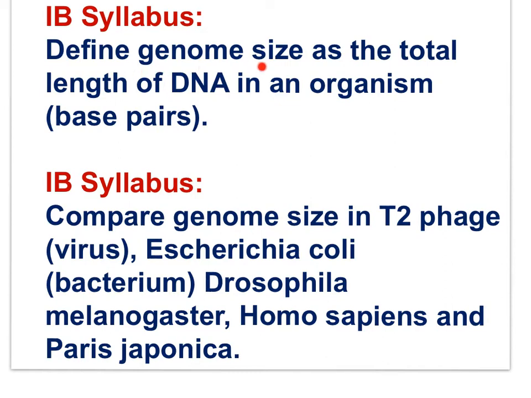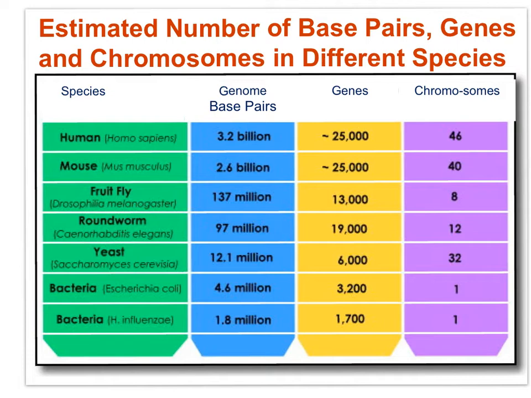So that brings us to the next two IB syllabus statements as we transition within the movie. Define genome size as the total length of DNA in an organism. Compare genome size in the T2 phage virus, Escherichia coli, which is a bacterium, Drosophila melanogaster, the common fruit fly, Homo sapiens, humans, and Paris japonica, a plant. Here is a table that compares the genomes of various species.